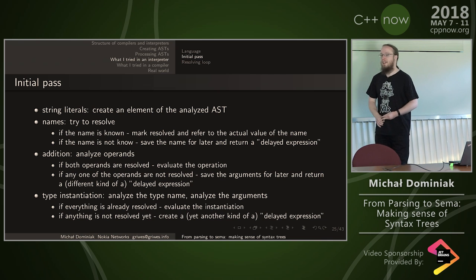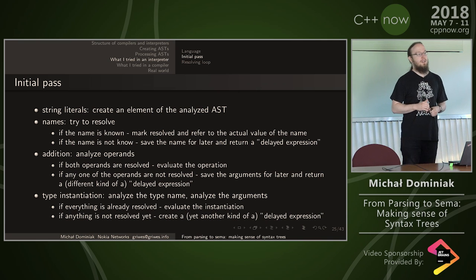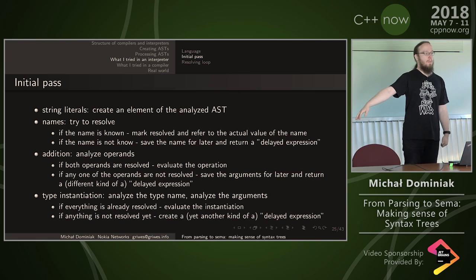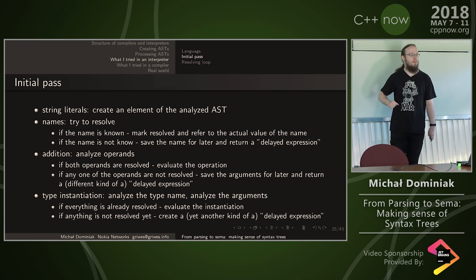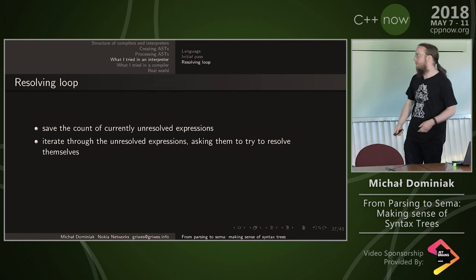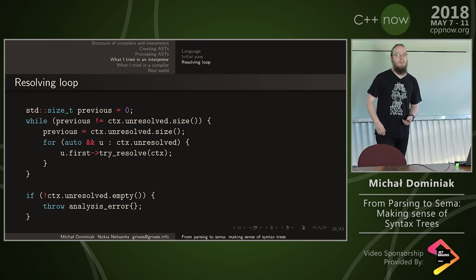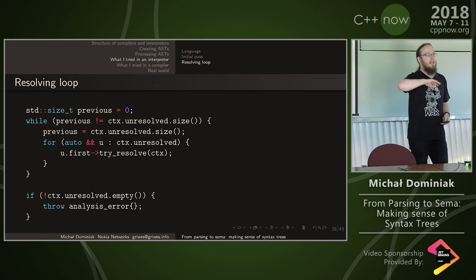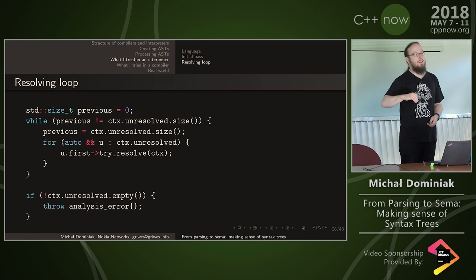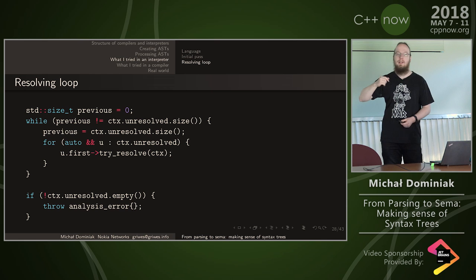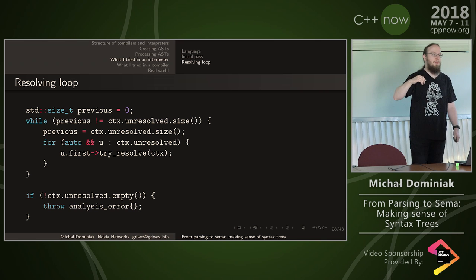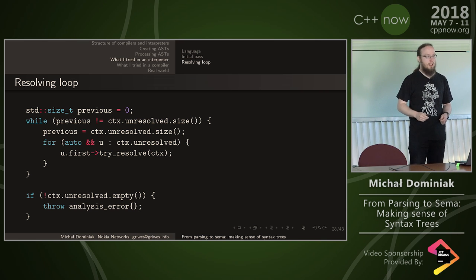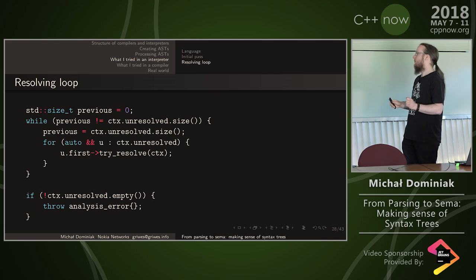The other problem is that if we have a very big file that has a very deep AST, if we try to resolve recursively, we can run out of stack. This is why we don't try resolve recursively. But that's not a problem, because maybe we first tried to resolve the addition and then the right-hand side. But that's fine. In the first iteration, we will resolve the right-hand side. In the second one, we will resolve the addition, right? So it might cause some more iterations of this loop. That's not a problem. Is that good? Okay.